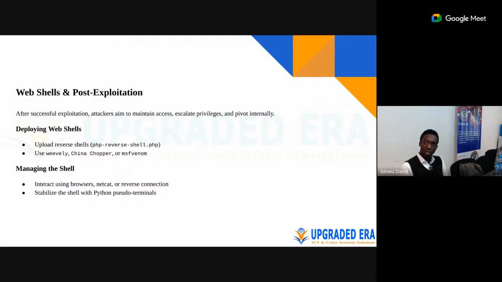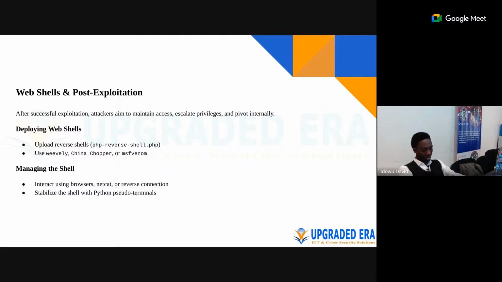Now, web shells and post exploitation. After successfully exploiting web shells, attackers aim to maintain access, escalate privileges, and pivot internally. So, offensively, you want to maintain access upon exploitation such that you cannot just be kicked out at any time. This is where red teaming applies because you're trying to become an advanced persistent threat. So doing, you'll find a way to keep your access or keep your backdoor open, try to escalate privileges, or even pivot internally.